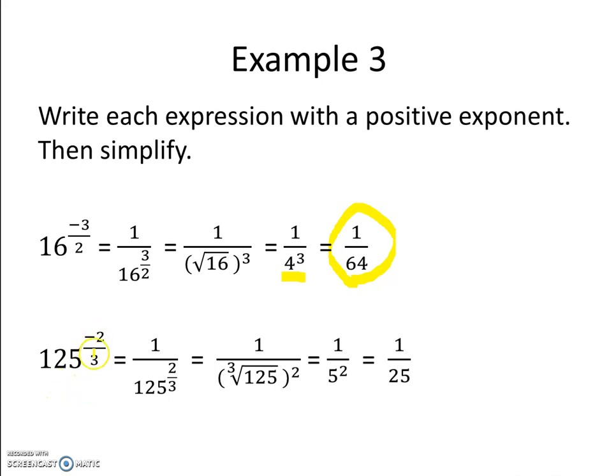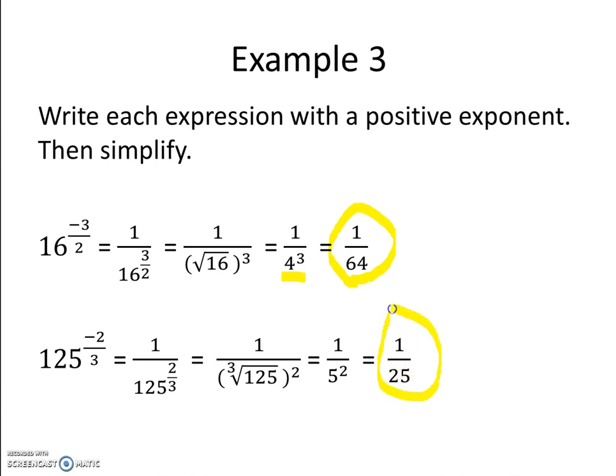125 raised to the -2/3, again, that does not mean the answer is negative, it means that it goes under 1, so we will do that. We have 1 divided by 125 raised to the 2/3. We know that 3 on the bottom tells us the root, so we have the cubic root of 125, and the 2 on the top simply means we square that. The cubic root of 125 is 5, and it's squared, so we'll go ahead and do 5 squared, and we get 25.